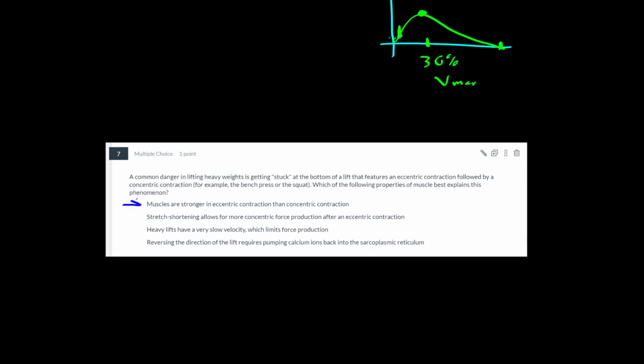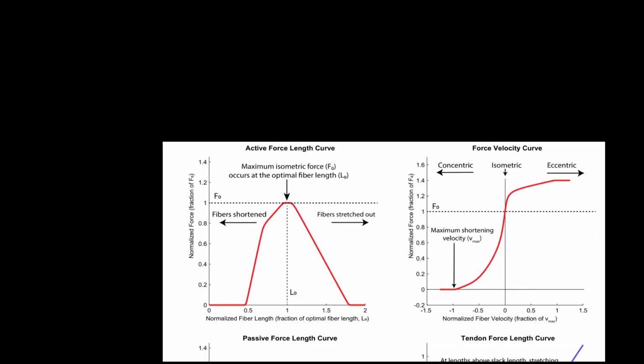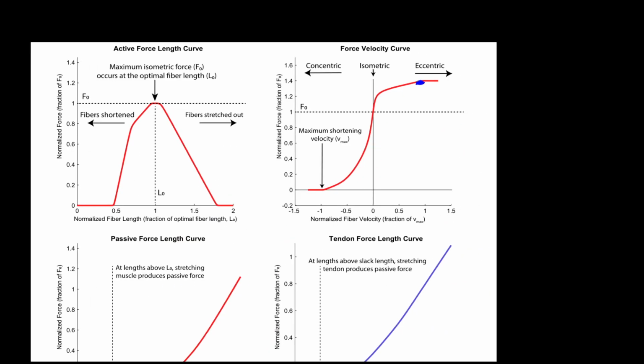So how about this first one? Muscles are stronger in eccentric contraction than concentric contraction. Well, that's true, right? We just saw that down here. So eccentric, stronger here than here. So that seems reasonable. Maybe put a squiggle next to that as a possible correct answer. Stretch shortening allows for more concentric force production after an eccentric contraction. That's actually a reasonable answer also, which maybe I should put a note here to curve this one as well.